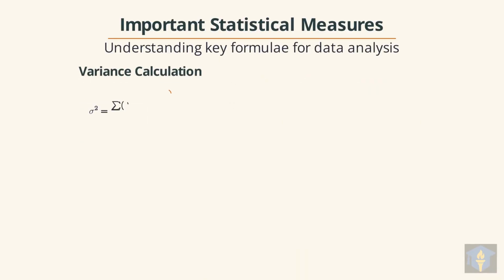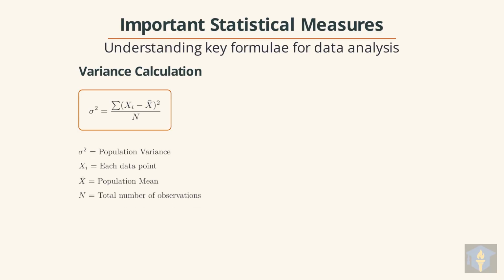Next, we have the variance calculation, a measure of data spread. Variance, sigma squared, is the sum of squared differences between each x sub I and the mean x bar divided by n. Here, sigma squared represents the population variance, indicating the spread of the entire population. X sub I refers to each individual data point in the population. X bar in this context denotes the population mean, the average of all population values, and n signifies the total number of observations in the entire population.